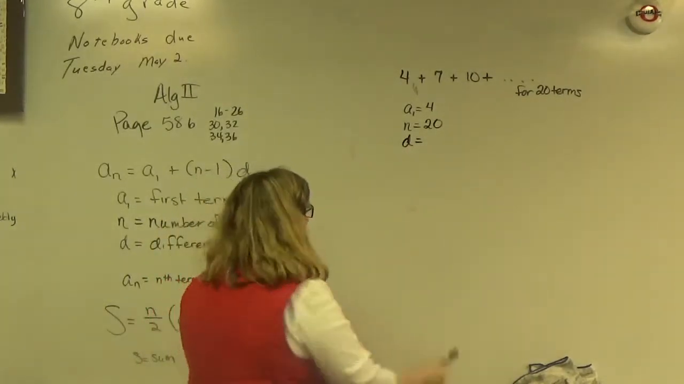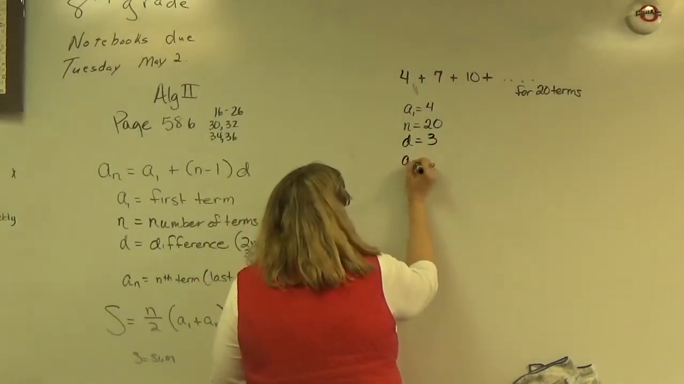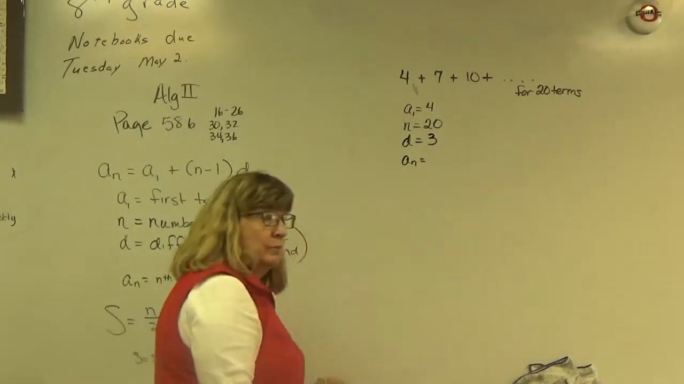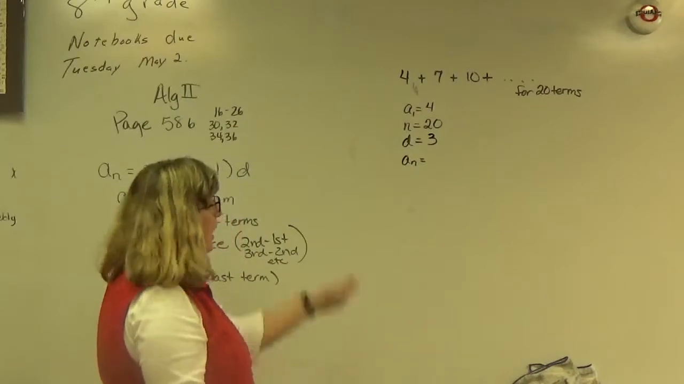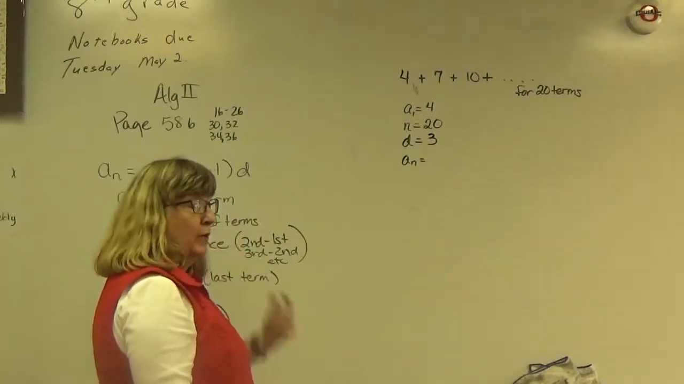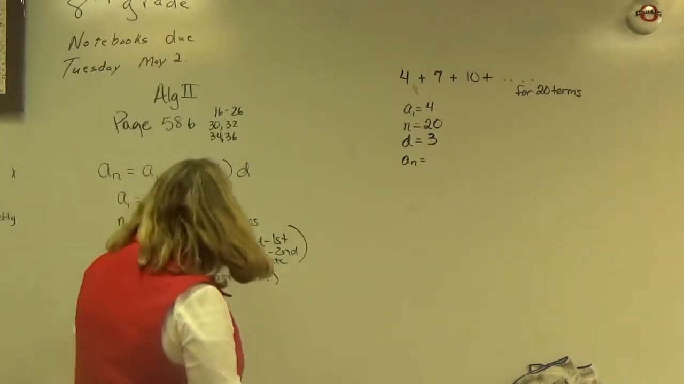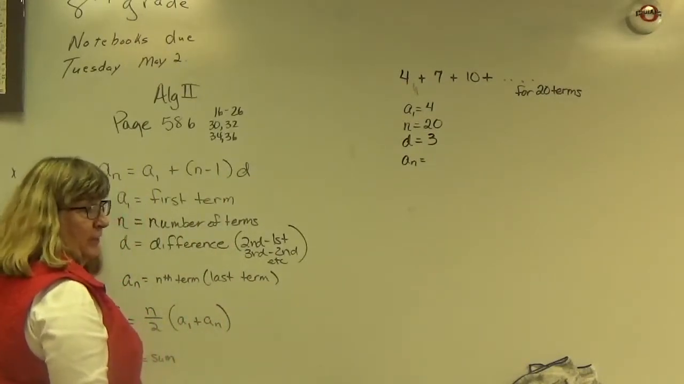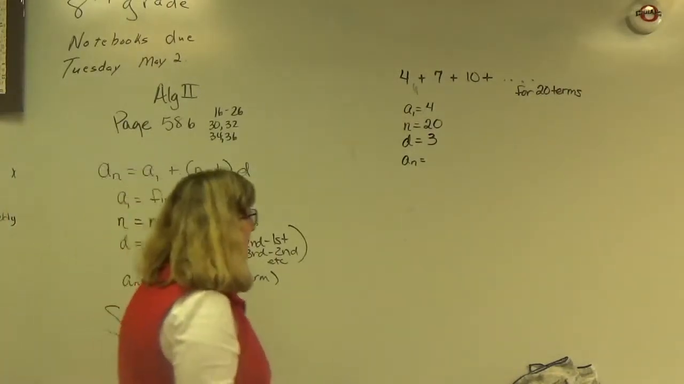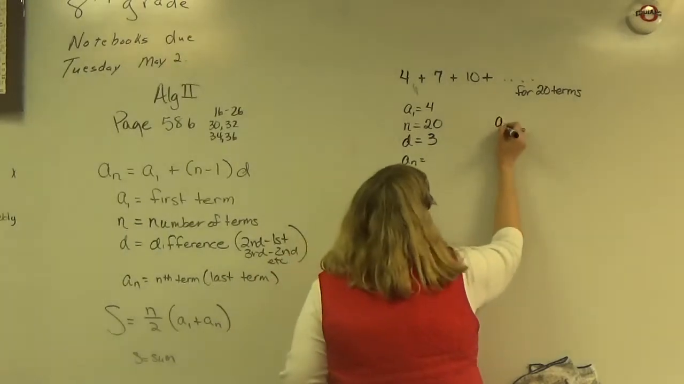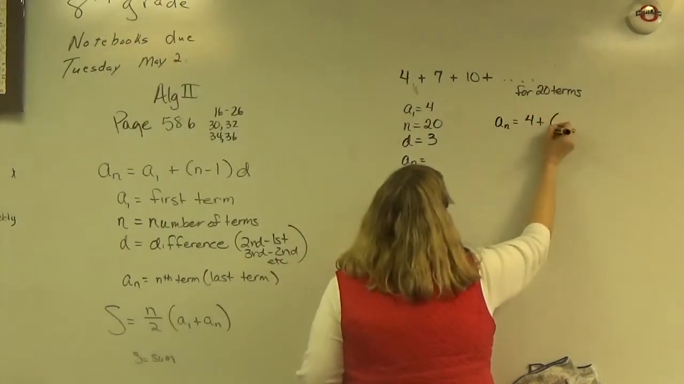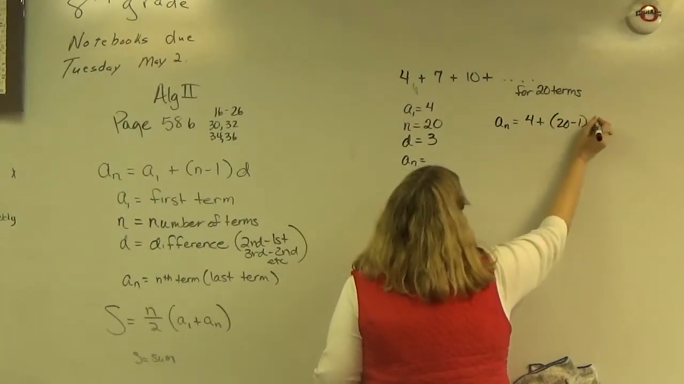It's 3. But what else do we have to know? The nth term, in this case the 20th term. Do we know it? No, so we have to find it. Don't we have a formula that can help us find it? So now we're going to use that formula. The last term equals the first term, plus the number of terms minus 1 times the difference, which is 3.